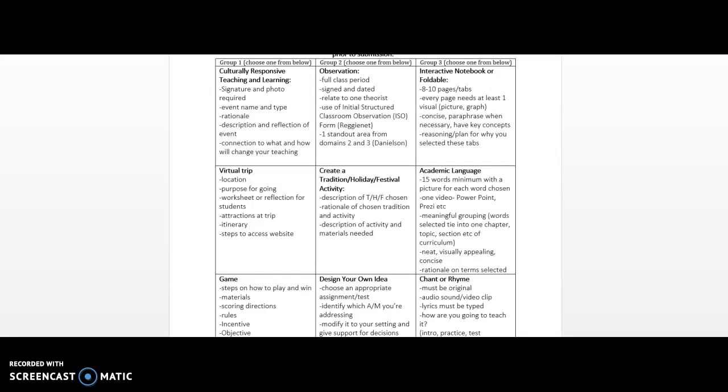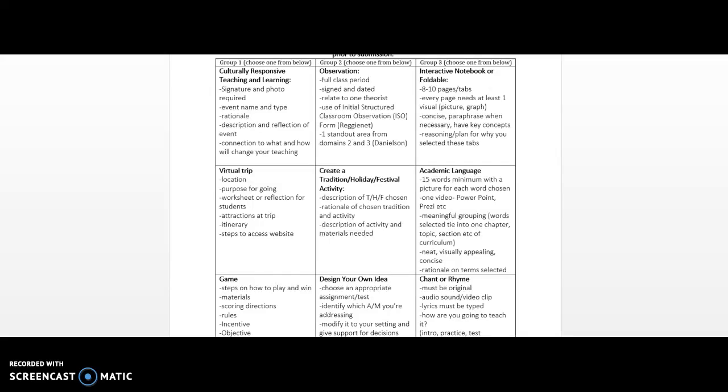Group 3, interactive notebook or foldable, you're going to have the same criteria in social studies as you did for science, 8 to 10 pages or tabs. Every page needs at least one visual. Make sure that it's concise, paraphrase when necessary, have key concepts, and then also a reasoning or a plan for why you selected those tabs.